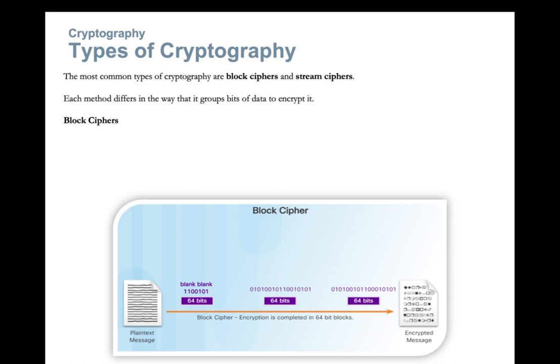To decrypt this ciphertext, apply the reverse transformation to the ciphertext block using the same secret key. Here the plain text message is divided into equal-sized blocks, either 64-bit blocks or 128-bit blocks. So in the block cipher, the encryption is completed in 64-bit blocks.